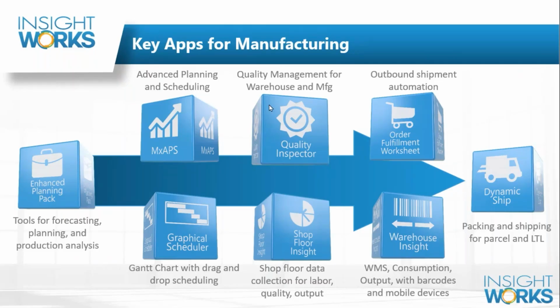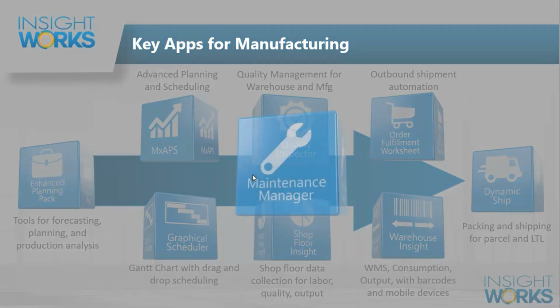Now, the piece that's missing out of here, right? So we've got planning, scheduling, execution, fulfillment. One of the pieces that's missing in this whole sort of scheduling and execution side is the maintenance part. What happens when we have a machine go down, or what happens when we need preventative maintenance on a piece of equipment, things like that? Well, that's why you're here. That's where this maintenance manager comes in.